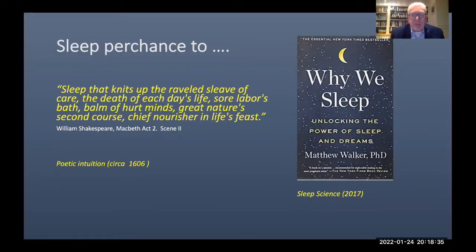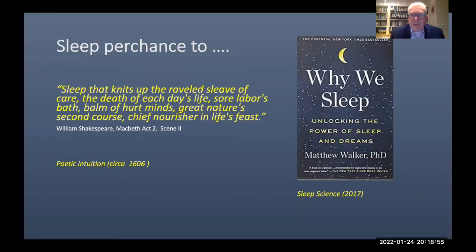Sleep that knits up the raveled sleeve of care, the death of each day's life, sore labour's bath, balm of hurt minds, great nature's second course, chief nourisher of life's feast. This is from William Shakespeare, Macbeth. Very eloquently sums up the restorative qualities of sleep.